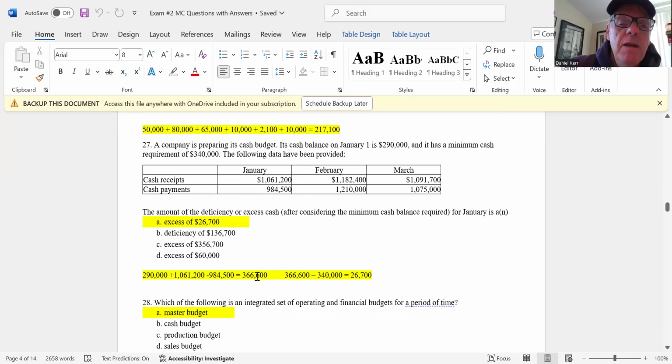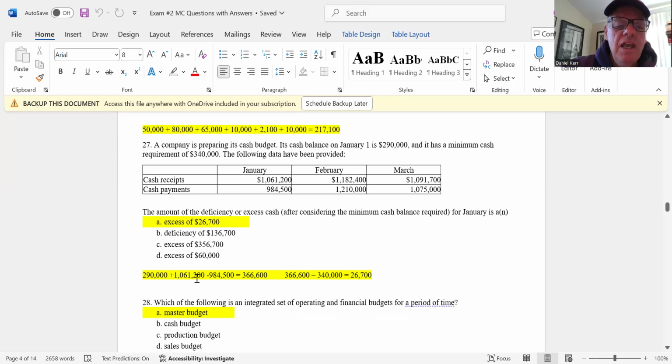$366,600. The minimum cash that they wanted to have on hand was 340,000. So you're budgeting that you're going to have $26,700 more cash on hand. You can have an excess over and above the required amount. So the excess is 26,700. So you've got to do that in 2 steps.